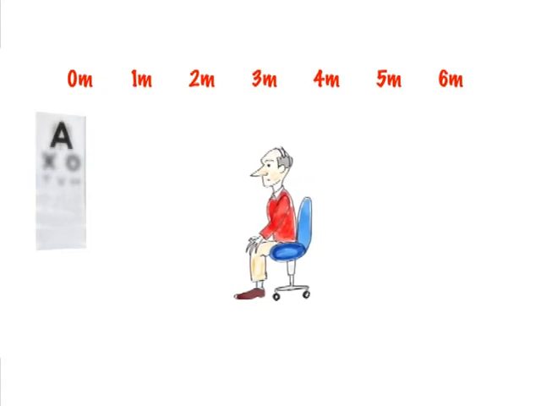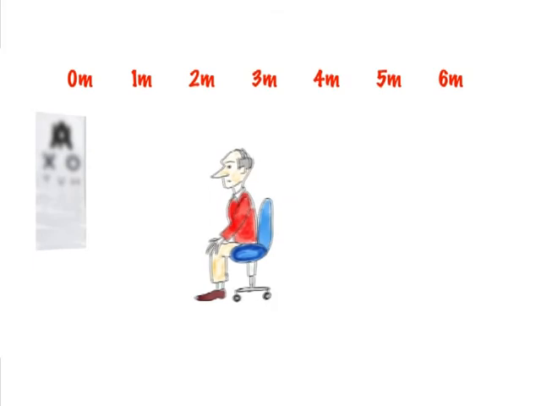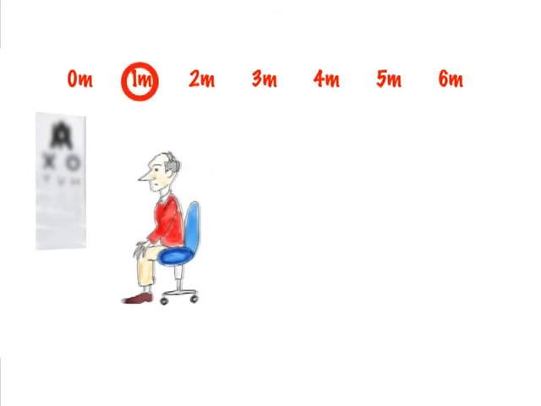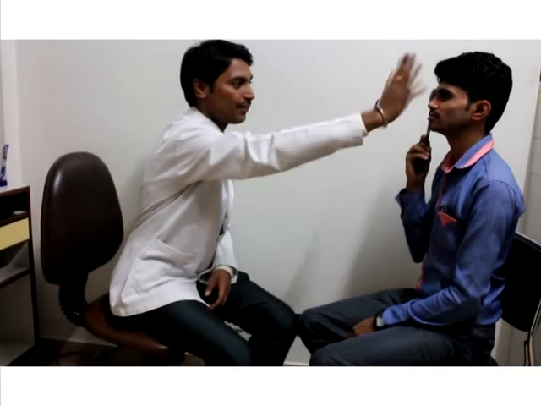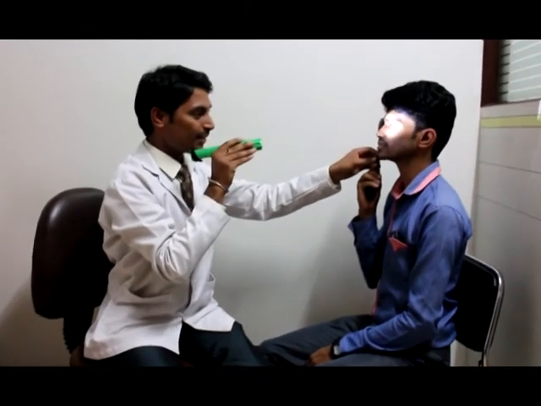This is described again in the same way. If he can see the top line at 3 meters, vision is depicted as 3 by 60. If they need to be as close as 1 meter to see the top line, the vision is expressed as 1 by 60. So what if he cannot read even from 1 meter? We can progress to counting fingers, hand movements, and finally to see if they can perceive light and tell from which direction the rays are projected.